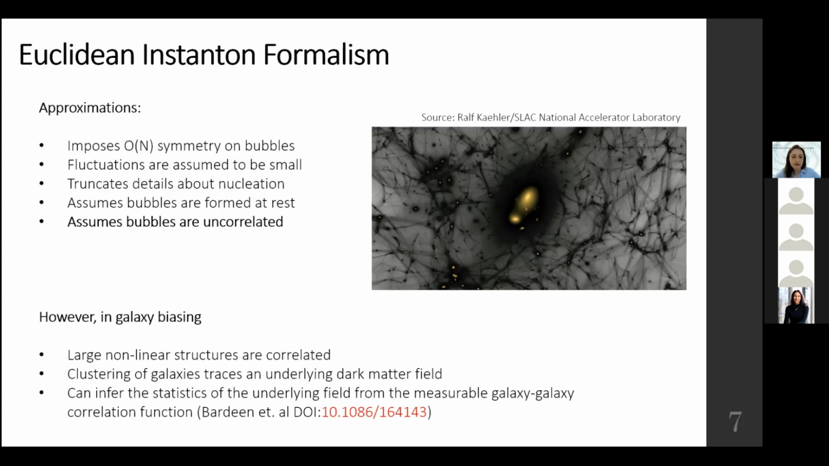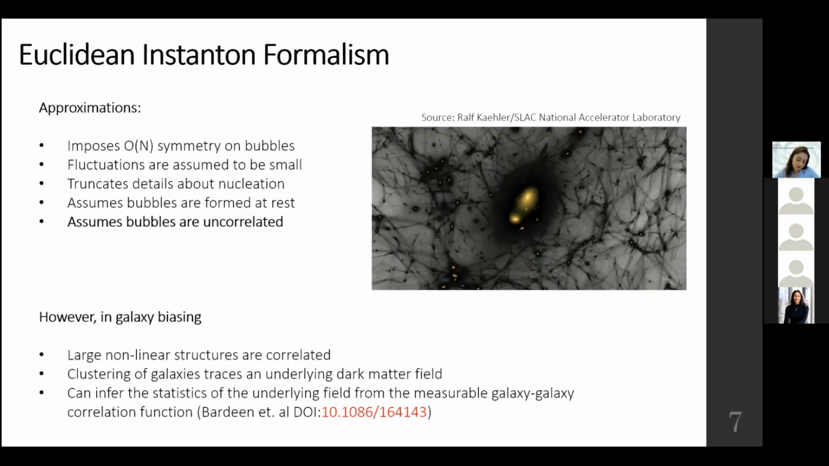Another impracticality is that it assumes all bubbles are formed at rest. But most importantly, there is an explicit step in the derivation which assumes that these bubbles are uncorrelated. They are rare and spaced out. However, we know, well, intuitively, these bubbles would be large, macroscopic, nonlinear structures that appear out of a smooth, homogeneous initial state, out of the vacuum.